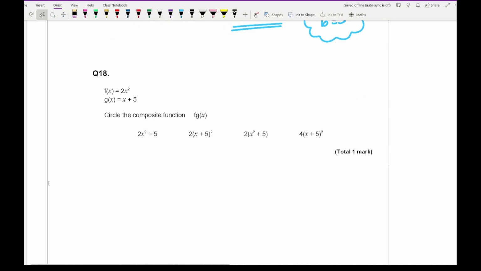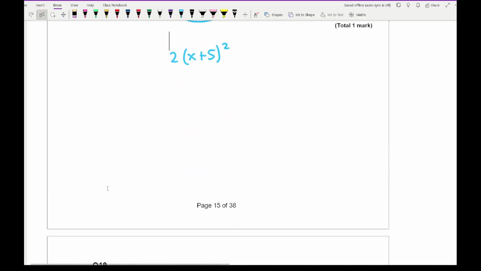Moving on to question 18, it says that f of x equals 2x squared, g of x equals x plus 5. Circle the composite function of fg of x. So wherever I see an x in f, I need to swap it with the function of g. So that then becomes 2 times x plus 5, all squared, which is my second option.